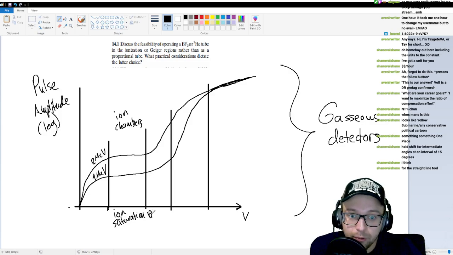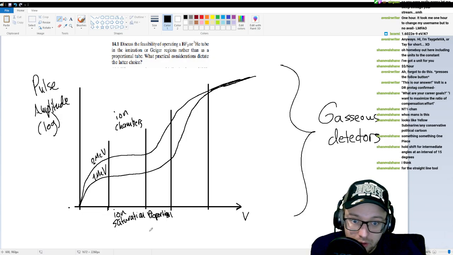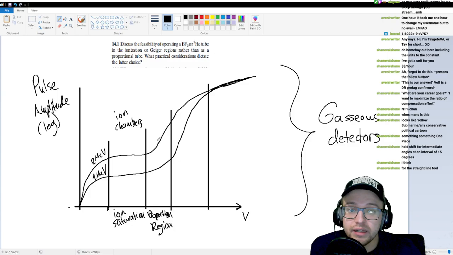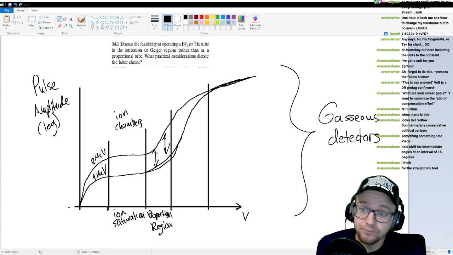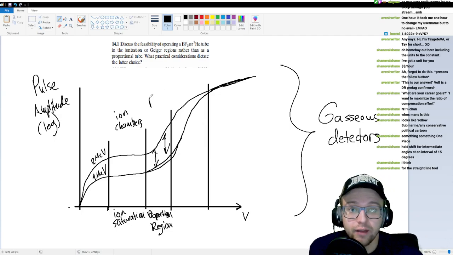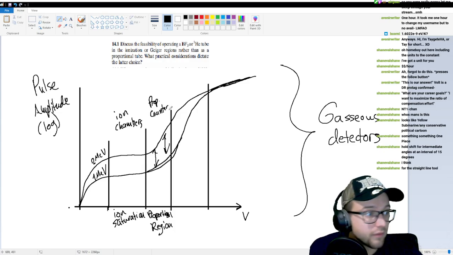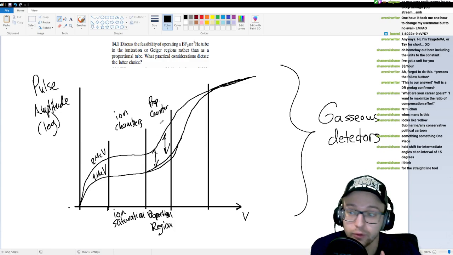Then we have this proportional region where in this setting, the pulse heights will dramatically increase, but they will always have the same distance from each other. So this distance here is the same as this distance here. I've just drawn it really bad. And this is where we have proportional counters. This is the voltage at which proportional counters operate.